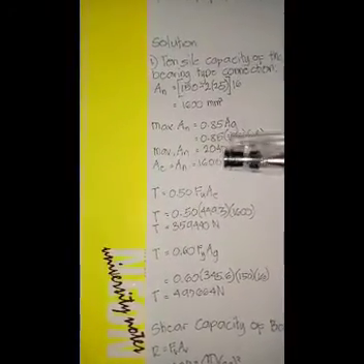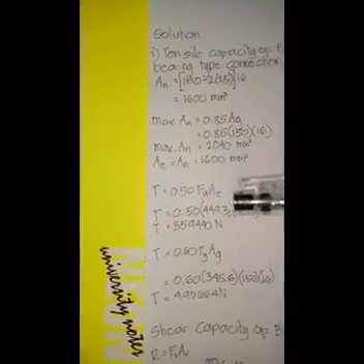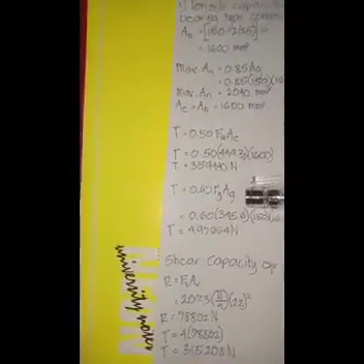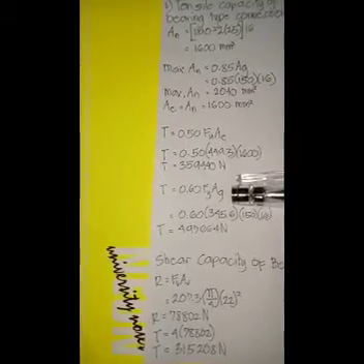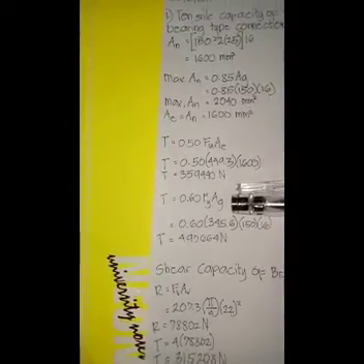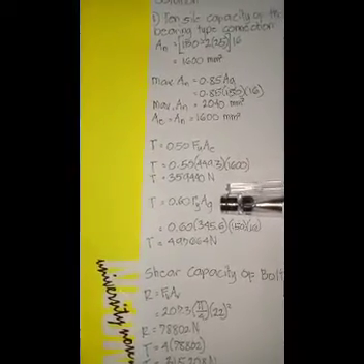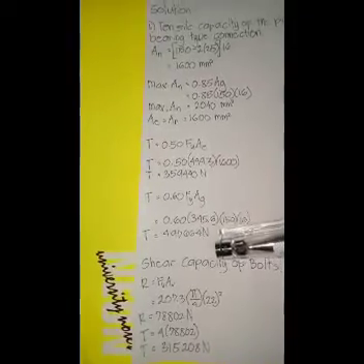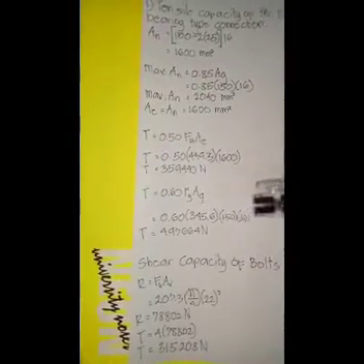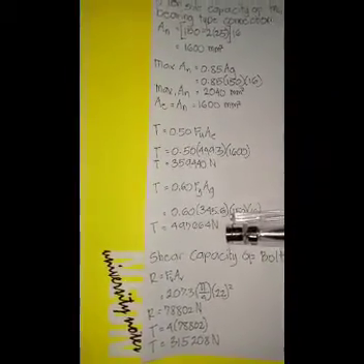Then tensile capacity is equal to 0.50 times F sub u times A sub e. Our tensile capacity is 359,440 Newton. Then tensile capacity is 0.60 times F sub y times A sub g. Substitute our givens from the problem: 0.60 times 345.6 times 150 times 16. Our tensile capacity is 497,664 Newton.